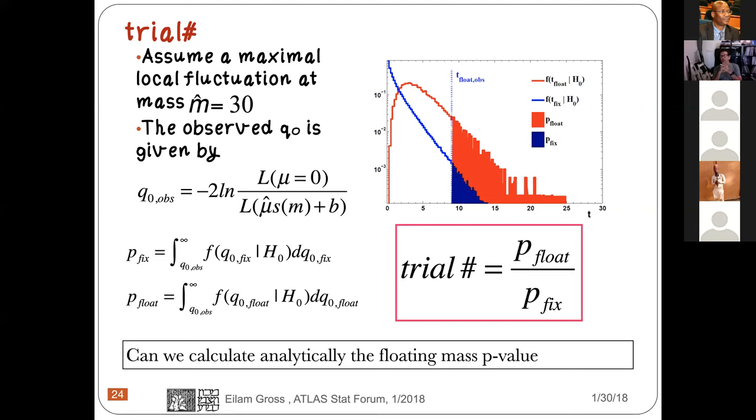So I want to define the trial number as the ratio between the P float and the P fixed. The ratio between the probability to have it anywhere and the probability to have it at a specific mass. It looks like it's the number of independent search regions. That's the intuition, right? You understand that the intuition is that this ratio is the search range over the mass resolution, right? The number of independent search regions. But it turned out that it's not like this, and that was the surprising thing about the result. But you'll see in a second what happens.